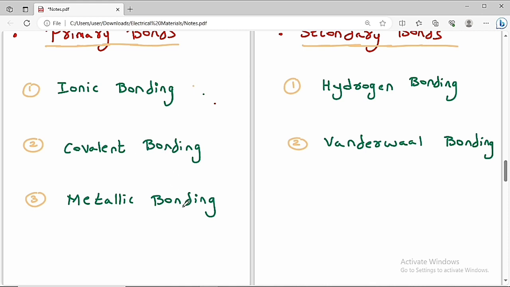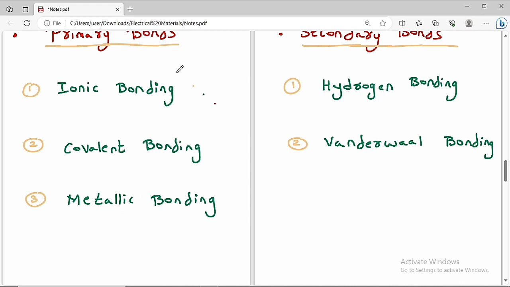It means you require a lot of energy to break the bonds in the case of metallic bonding, whereas you require a lesser amount of energy to break the bonds in the case of ionic as well as covalent. More energy means more melting point. That is the reason metallic bonds are going to have a high melting point.